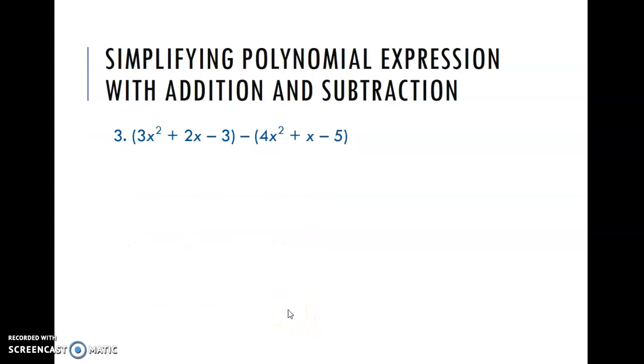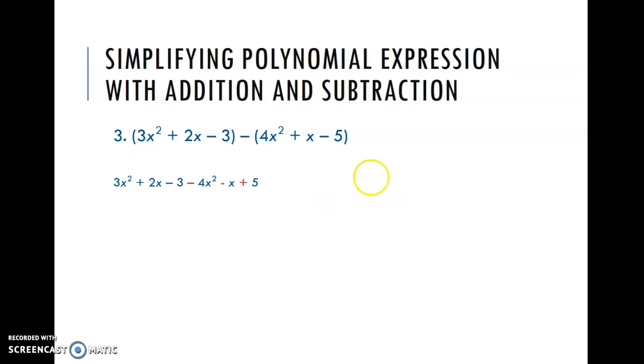Okay, once again, we have a negative between our two sets of problems. So in order to simplify, we're going to take that negative and distribute it inside. So you get 3x squared plus 2x minus 3 minus 4x squared minus x plus 5. And again, you can see in red the change of the signs.